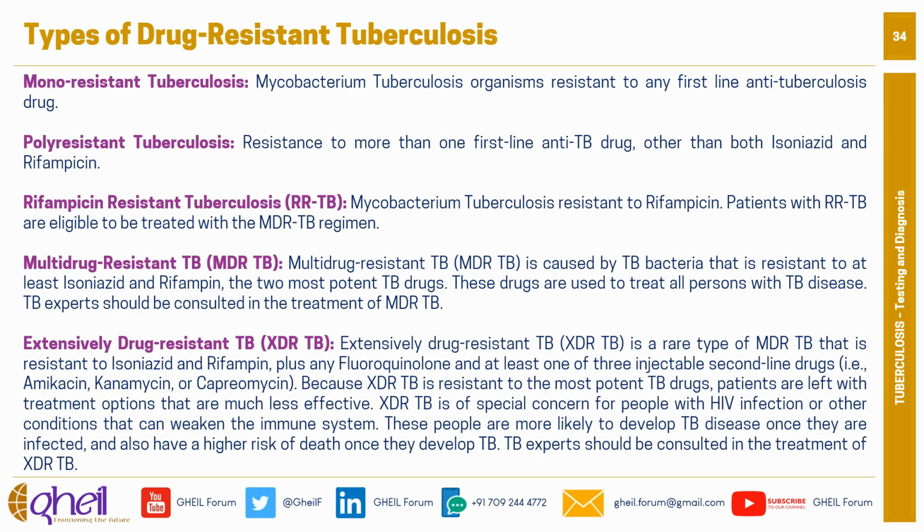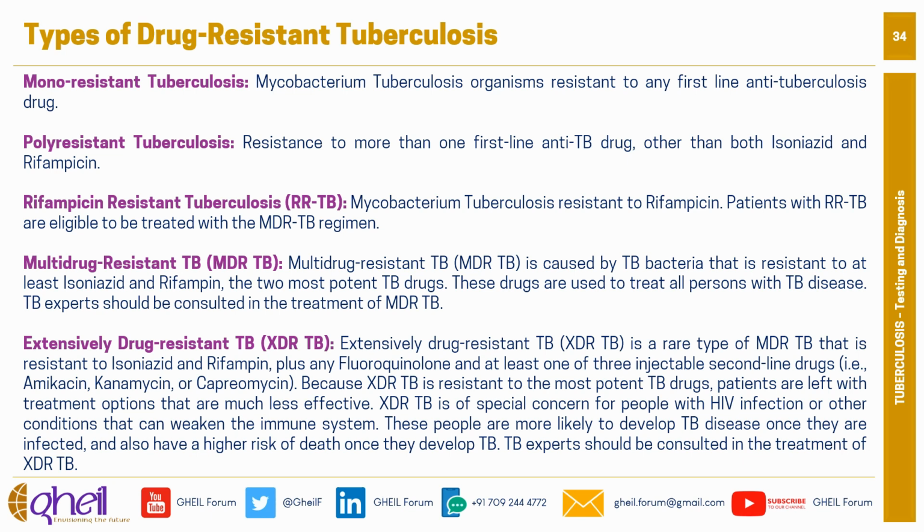Types of drug-resistant tuberculosis. Monoresistant tuberculosis: Mycobacterium tuberculosis organisms resistant to any first-line anti-tuberculosis drug. Polyresistant tuberculosis: resistance to more than one first-line anti-TB drug, other than both isoniazid and rifampicin. Rifampicin-resistant tuberculosis, RRTB: Mycobacterium tuberculosis resistant to rifampicin. Patients with RRTB are eligible to be treated with the MDR-TB regimen.